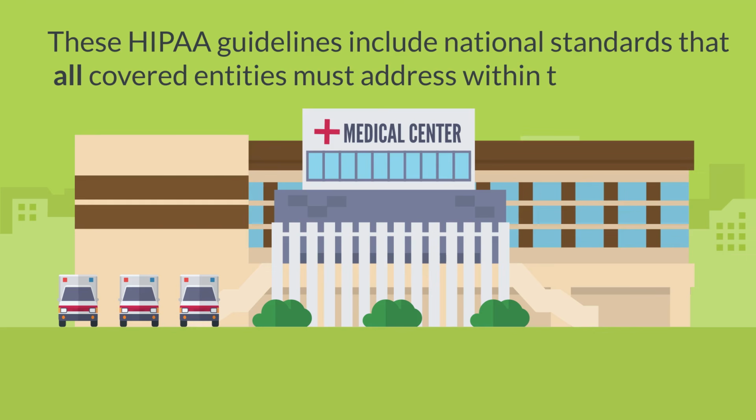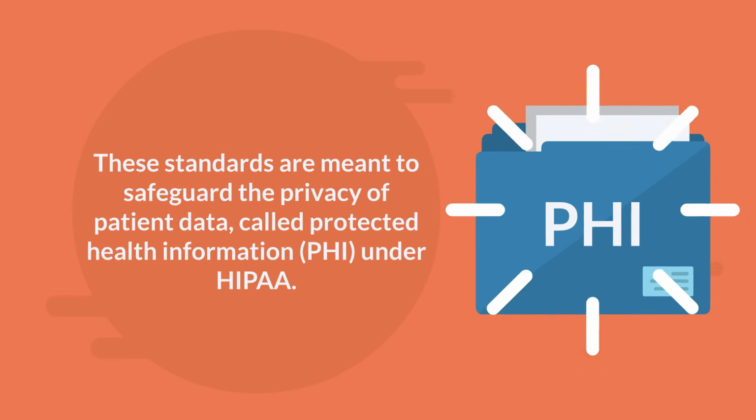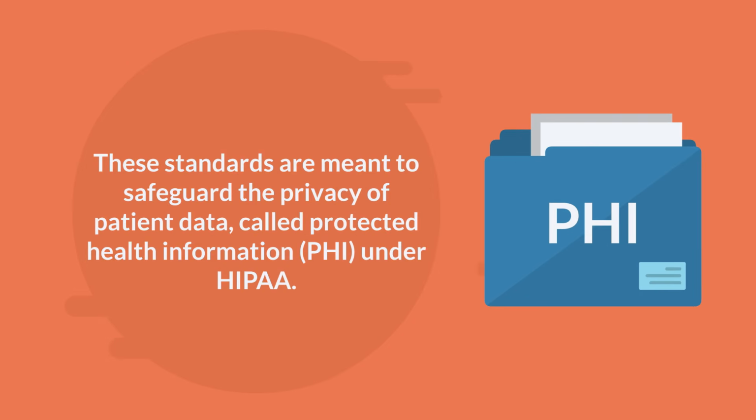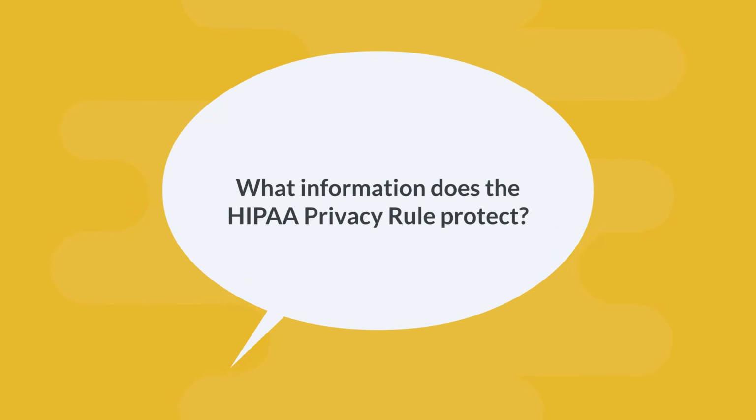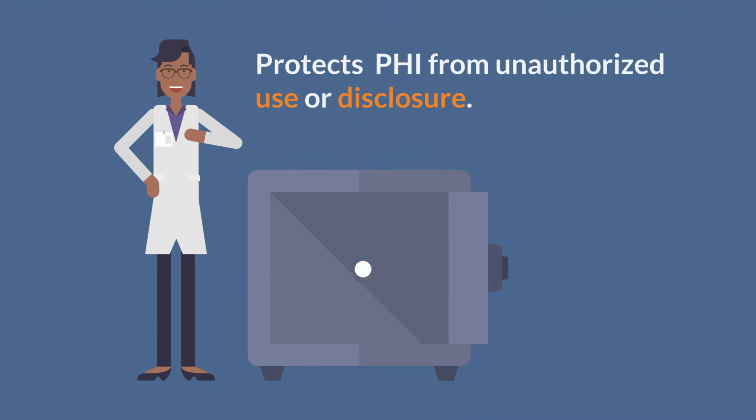These HIPAA guidelines include national standards that all covered entities must address within their business. These standards are meant to safeguard the privacy of patient data, called Protected Health Information, also known as PHI, under HIPAA. What information does the HIPAA privacy rule protect? The privacy rule protects protected health information from unauthorized use or disclosure.